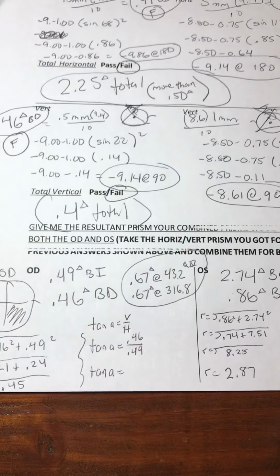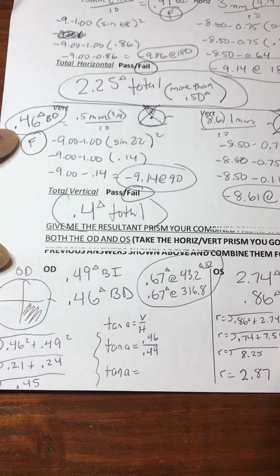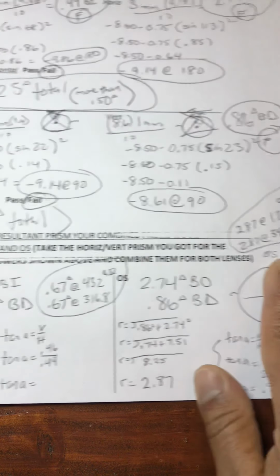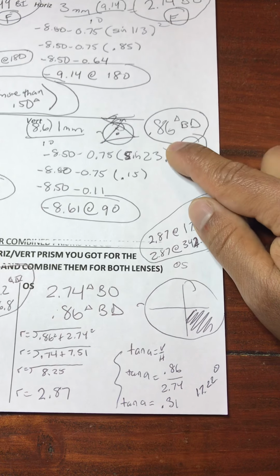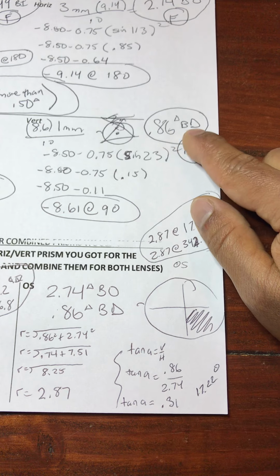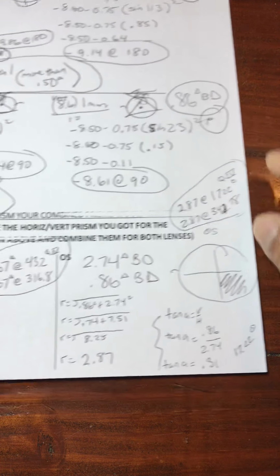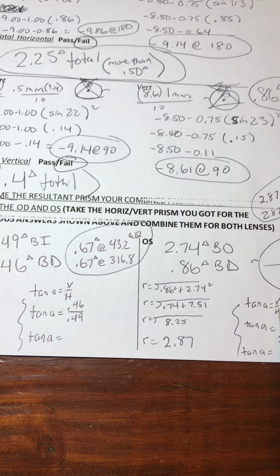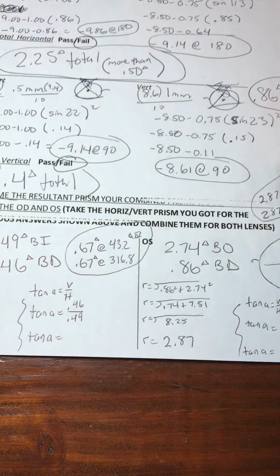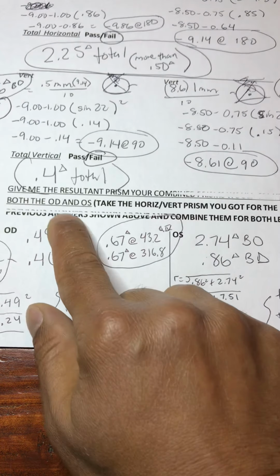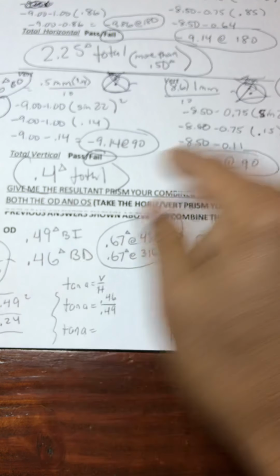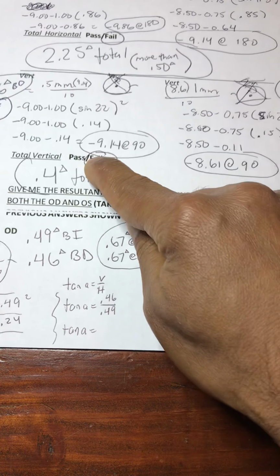On to the vertical. The vertical should have ended up as approximately 0.46 diopters of base down prism, which would fail by itself. The left lens should have come up with approximately 0.86 diopters of base down prism, which also fails by itself. And then when you combine those two together, down prism is going to cancel, they're going to cancel down to about 0.4 of total prism, which also fails.